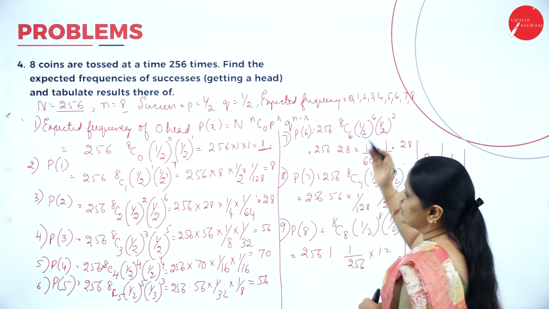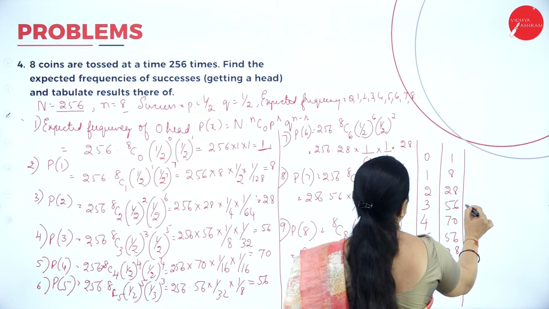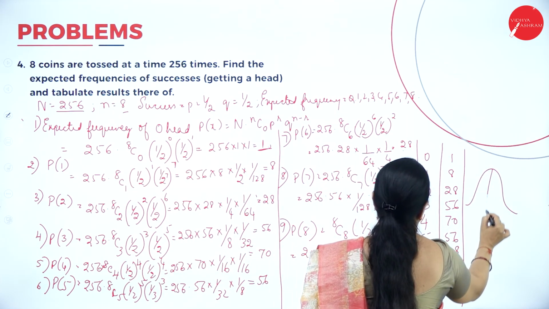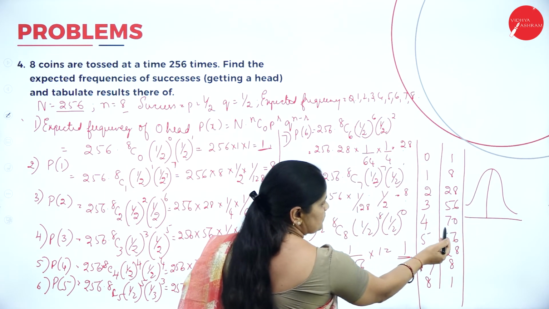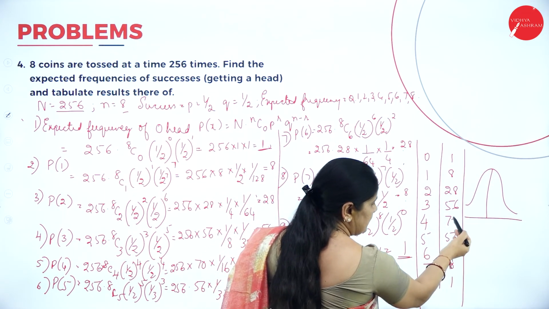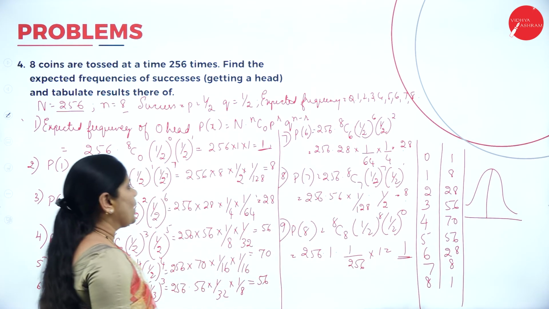So the probability will just go up and come down. If you can see this, the normal distribution curve appears like this. So 1, 8, 28, 56, up to 70. Then again it falls down to 56, 28, 8 and 1.